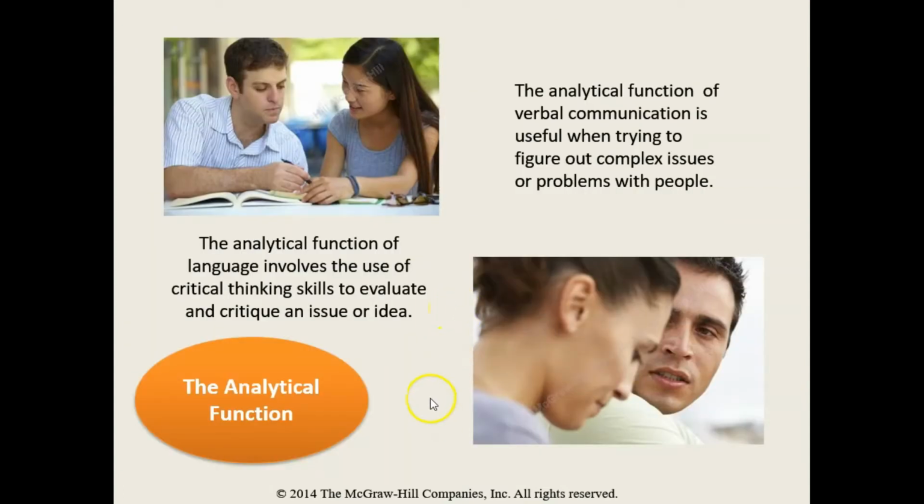The analytical function of language involves use of our critical thinking abilities and skills to evaluate and critique ideas, issues, situations, things like that with other people. Now, if you want to talk out loud, you can do that. Sometimes you have to talk through a situation to make sure you're hearing yourself. But generally, when we're analyzing, we talk to other people, so it's not just in our head. The analytical function of verbal communication is also useful when trying to figure out really complex issues or problems with people in relationships.